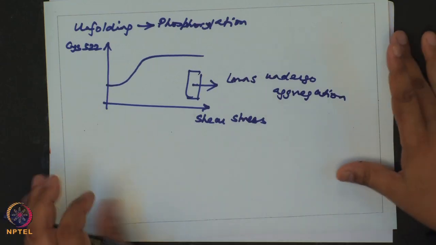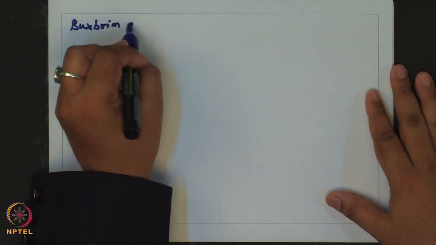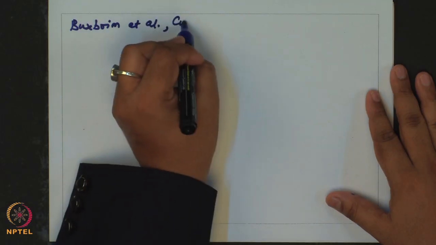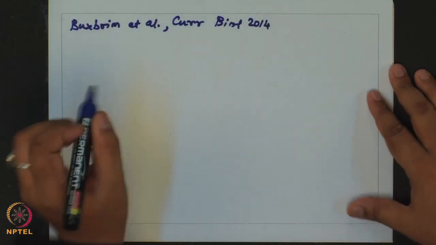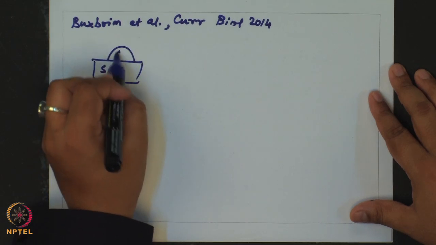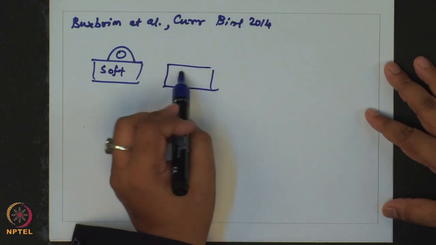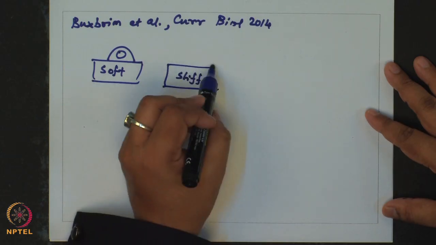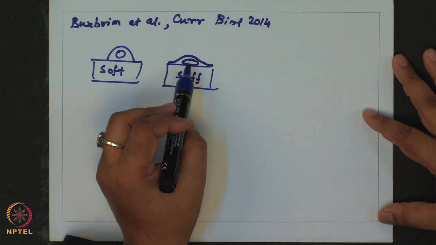Now, another interesting study was performed by Buxboim. What they did was plate cells on soft gels, where the cell is rounded and the nucleus is also rounded, and on stiff gels, where the cell spreads and the nucleus is expected to be under a lot more stress.